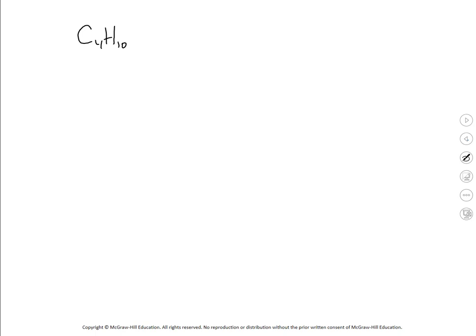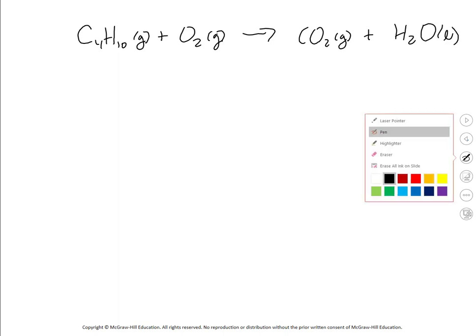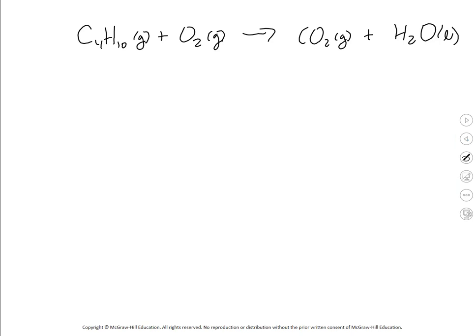C4H10 with oxygen, make CO2 and H2O. So there's our combustion of butane.